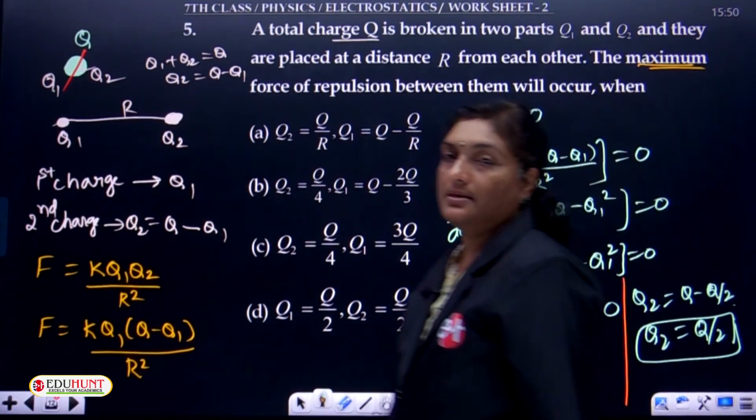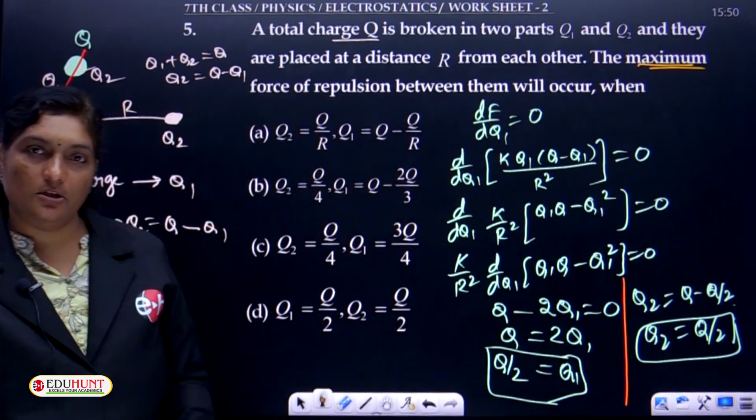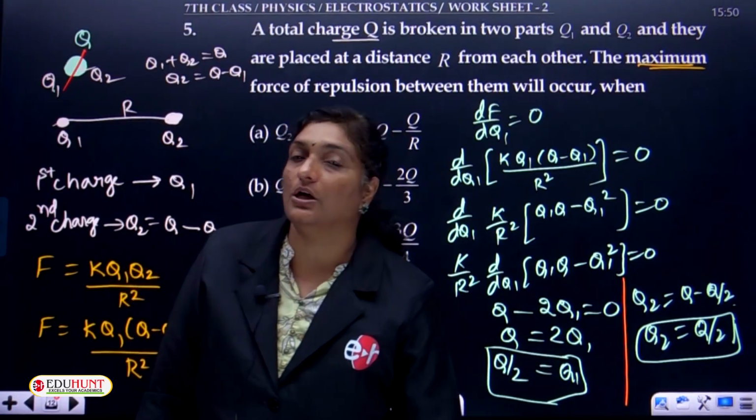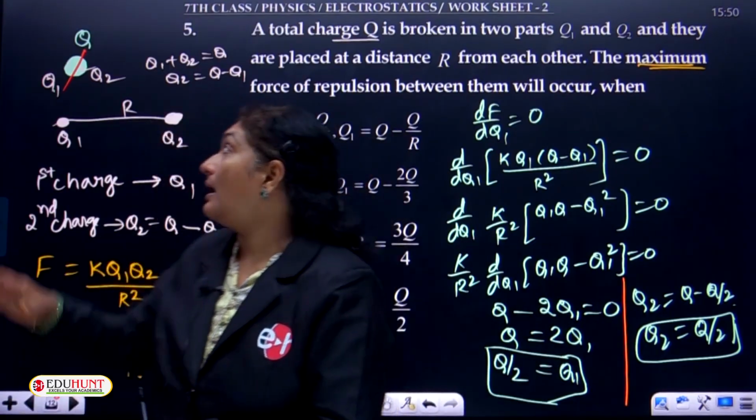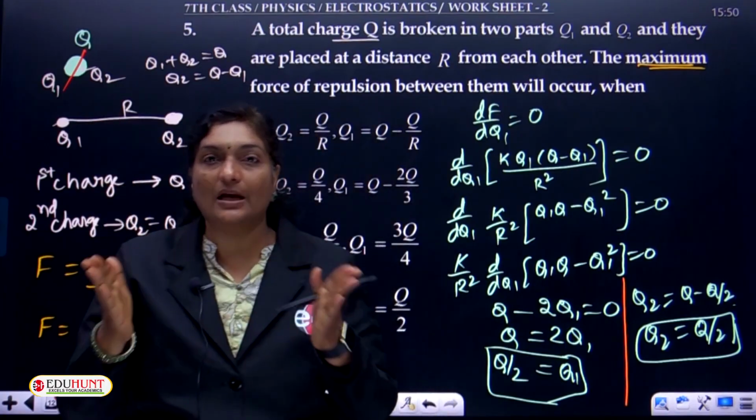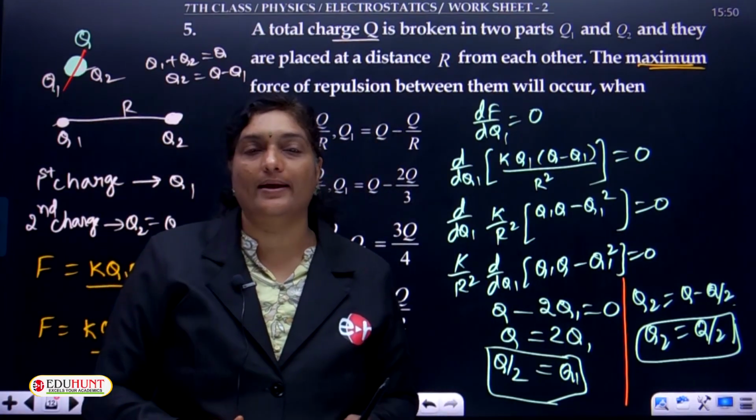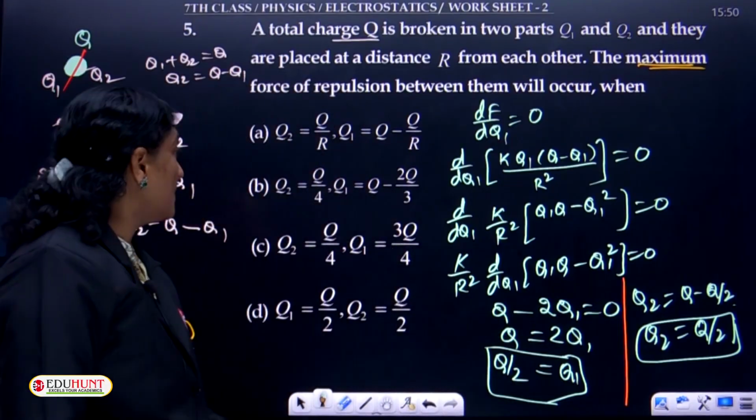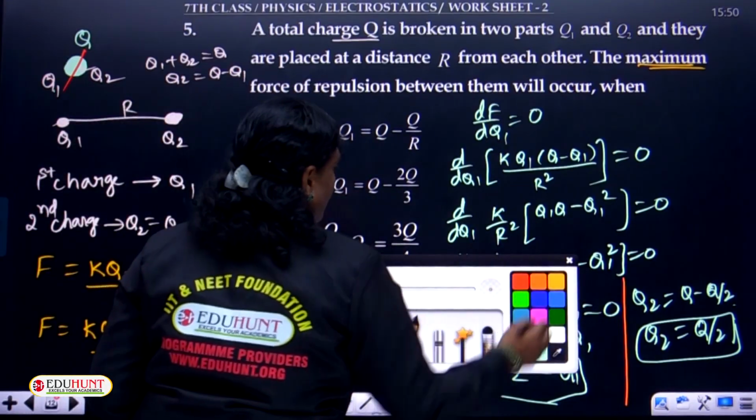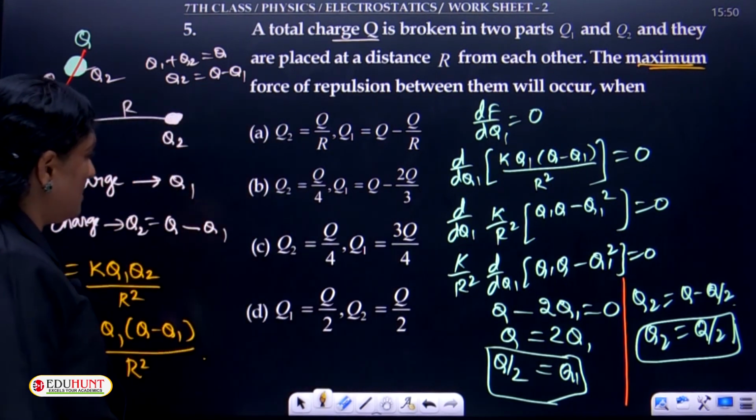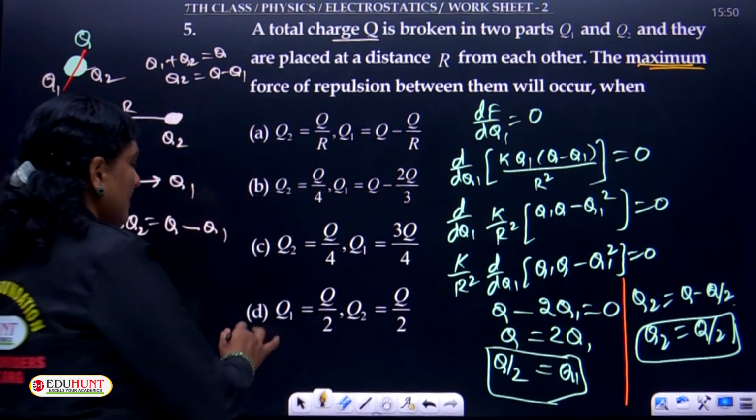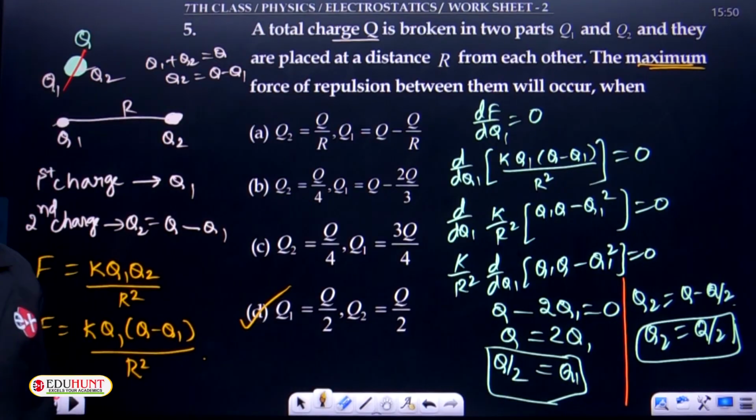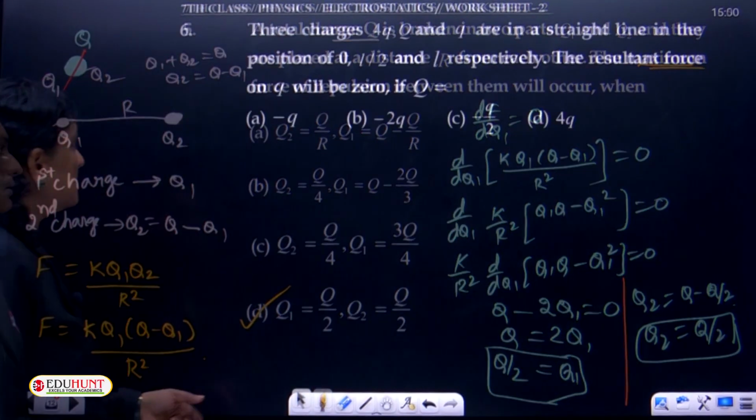So what are the two charges, children? The two charges are Q1 and Q2. The first charge is Q by 2 and the second charge is also Q by 2. If the complete charge is divided equally, Q by 2 and Q by 2, then the maximum force of repulsion may occur between them. Hence, the correct option is Q1 equals Q by 2 and Q2 also equals Q by 2. Hence, the fourth option must be true. Okay. Sixth one.